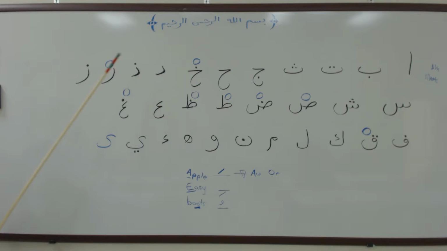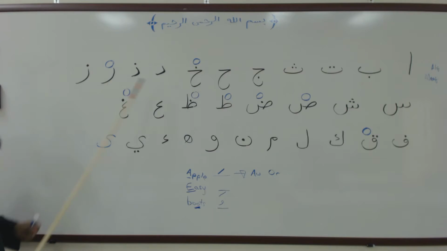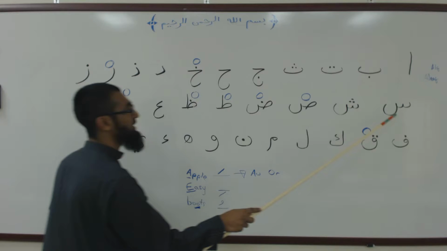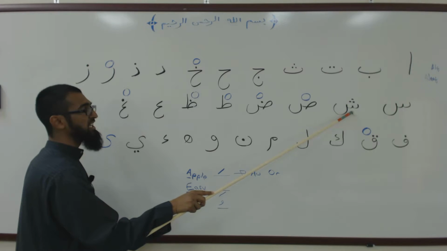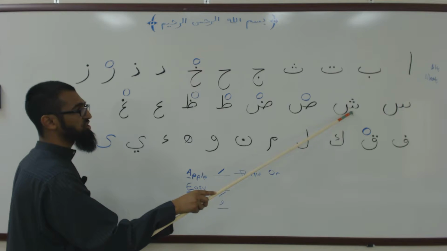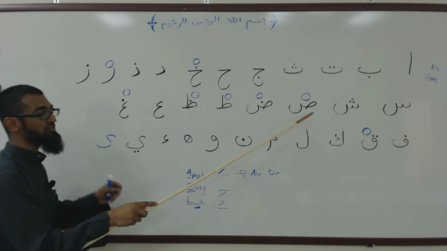Zai. Some people call this za and some of them say zai. It doesn't matter if it's zai or za. All we care about is the z sound. This is a z. Seen, right? That's like an S. Sheen, like sh. Sword. Sword is a letter that's different from seen. As we're going to go in and compare each letter later on.